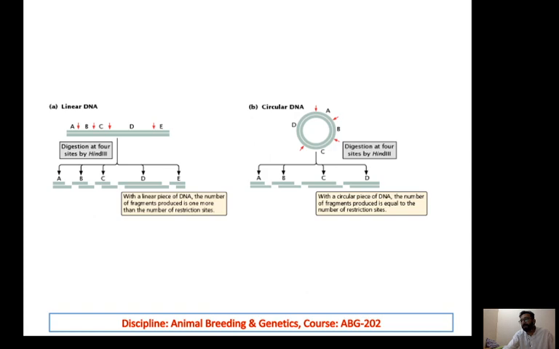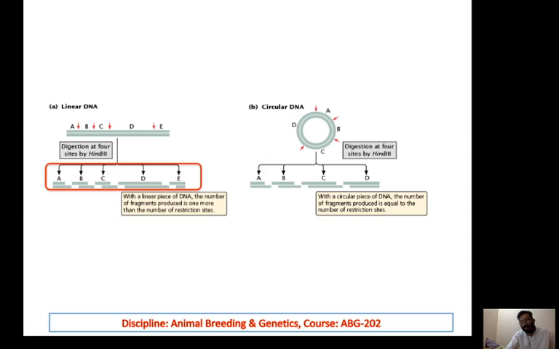And this we are going to do with the help of the vector. A vector is a circular DNA which is present in the bacteria. The source, basically, is the bacteria. Now on the left side in part A you can see the linear DNA. It is cut with the help of HindIII and it produces fragments of different sizes. The same is the case with the circular DNA, the vector. You cut it with the HindIII enzyme, and again you get different fragments.